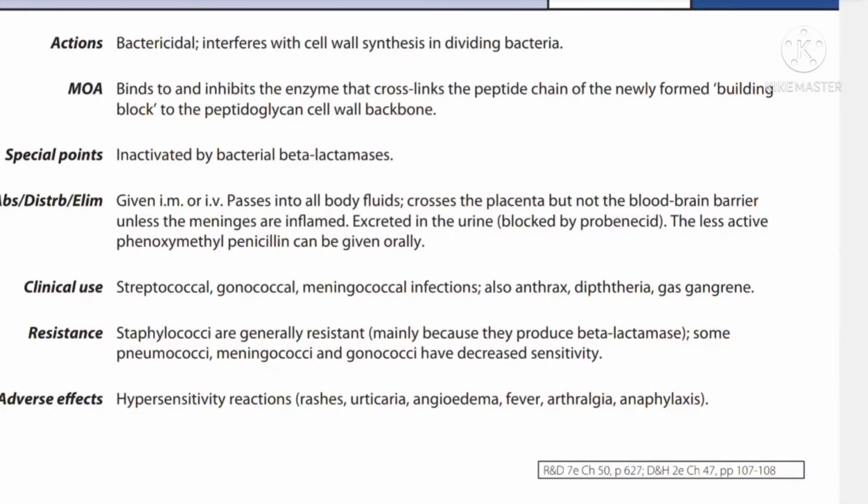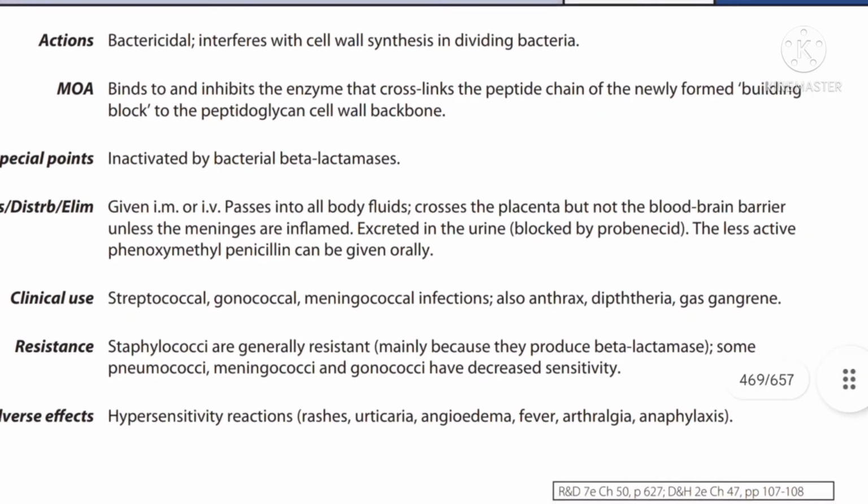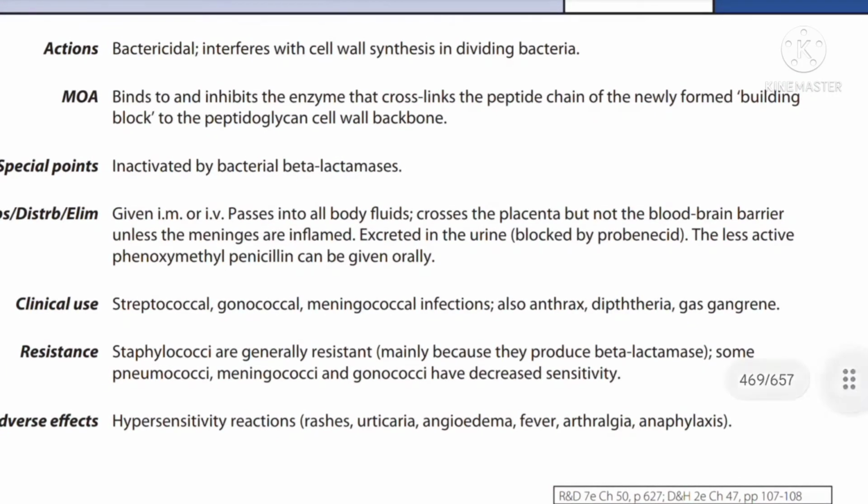Now if we talk about its kinetics, it can be given by IM or IV. It passes into all body fluids, crosses the placenta, but not the blood brain barrier unless the meninges are inflamed, like in the condition of meningitis, that is exactly what I want to say. It is excreted in the urine and blocked by probenecid. The less active phenoxymethyl penicillin can be given orally.